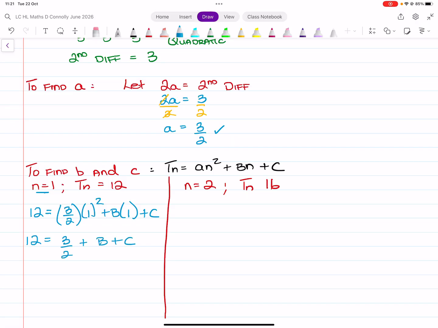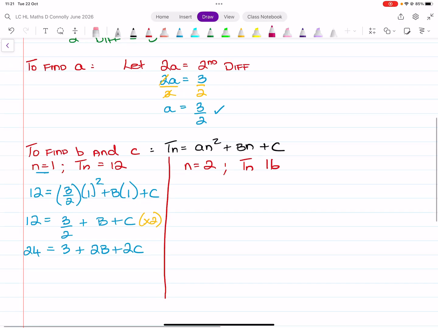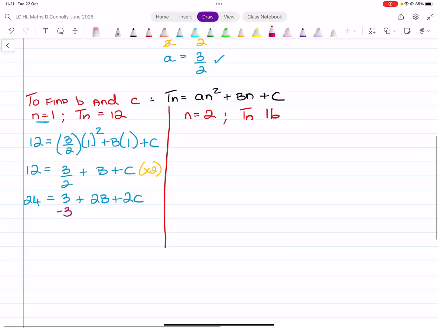So we tidy this up and we get 12 equals 3 over 2 plus B plus C. And because of that fraction, I would multiply across by 2. So that would give me 24 equals 3 plus 2b plus 2c. And then you want to keep the letters on one side and the numbers on the other side. So I'm going to minus the 3. So I get 21 equals 2b plus 2c.